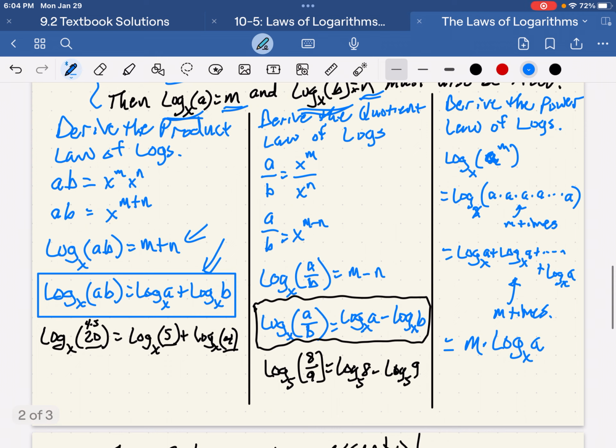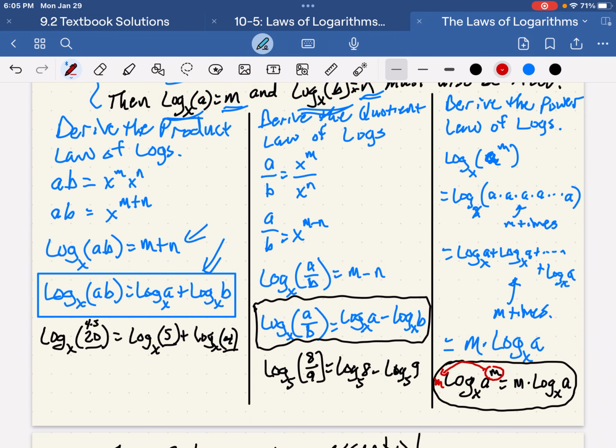So let me finish this one up. Here's the last law of logarithms. Log base x of a to the m has turned out to be equal to m multiplied by log base x of a. This is referred to as the power rule for logarithms. And essentially what this power rule allows you to do is that if you have a logarithmic expression with a power in it, you can essentially yank it down to the multiplication position.